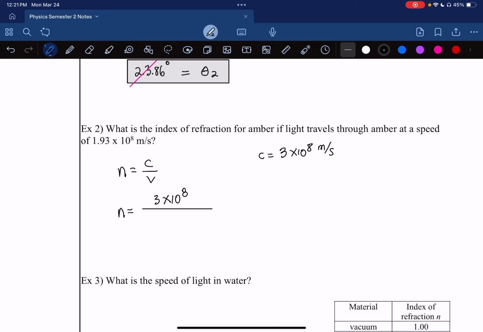Is c always this number? And yes, the answer is yes. It's a little bit rounded up, but that's fine. So you can always count on this number to put in for c. v is the speed of light in that medium, which is amber. So in this case, we'll put 10 to the 8 here. Cool, and we'll just divide those.